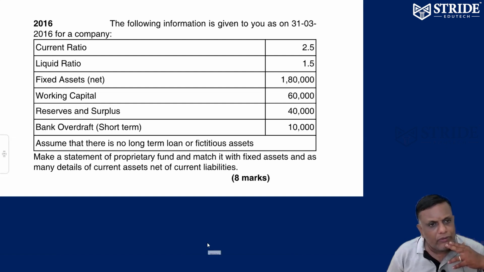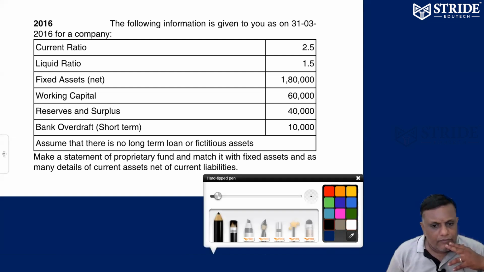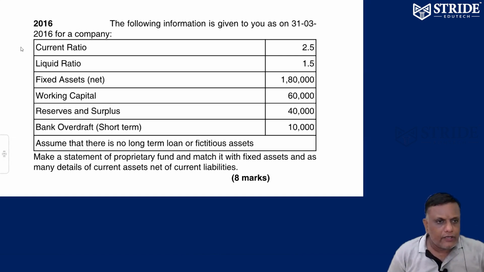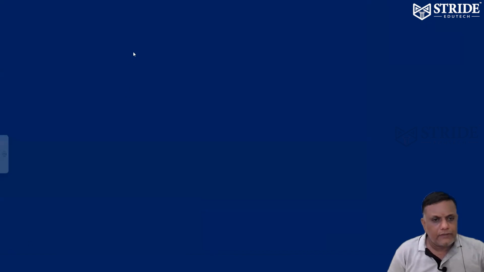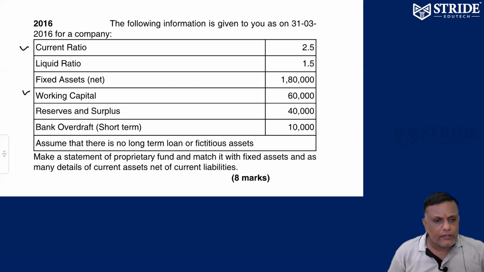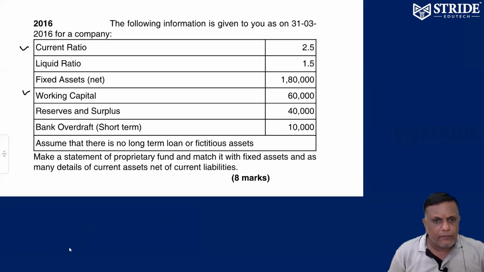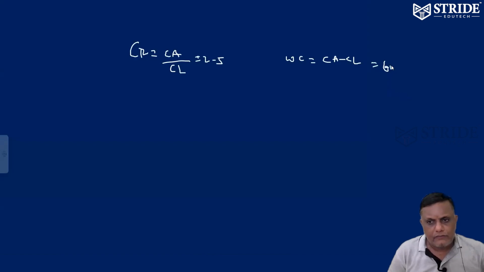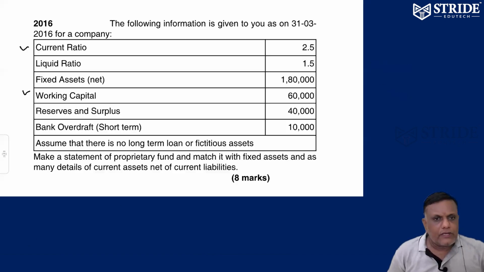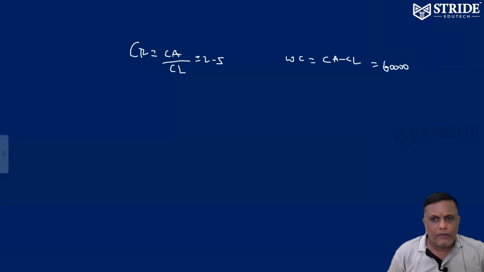Okay, let's start one by one. First, my target is always current ratio and working capital. That's my first priority always. Current ratio is equal to current asset by current liability. Working capital is equal to current asset minus current liability. Here the current ratio is 2.5 and working capital is 60,000.